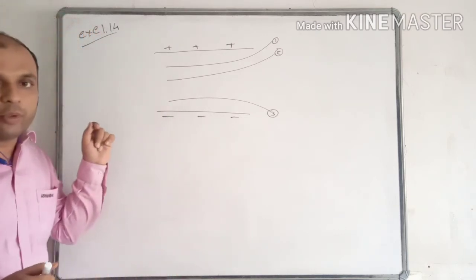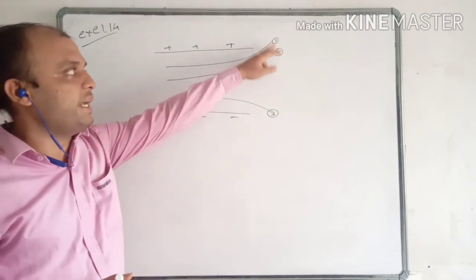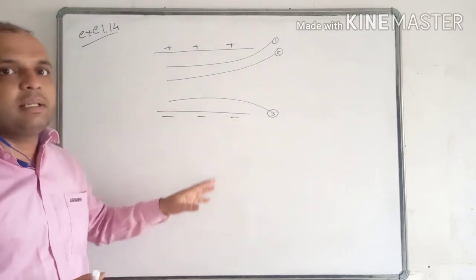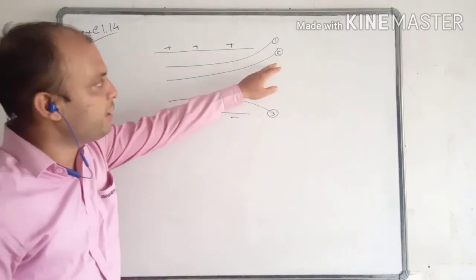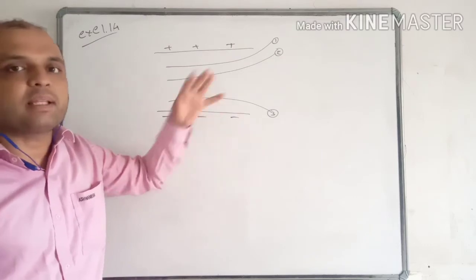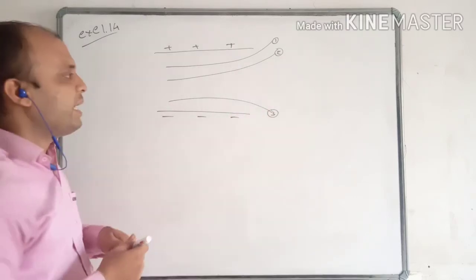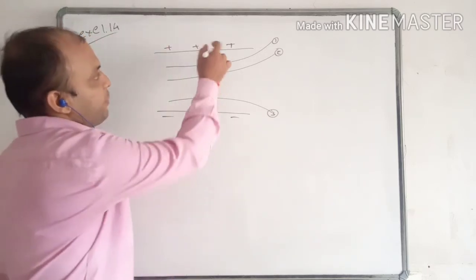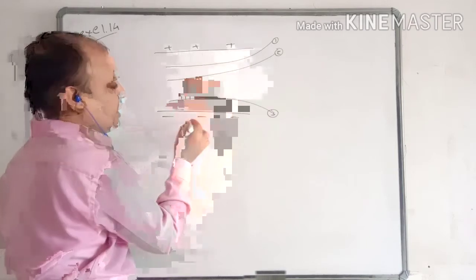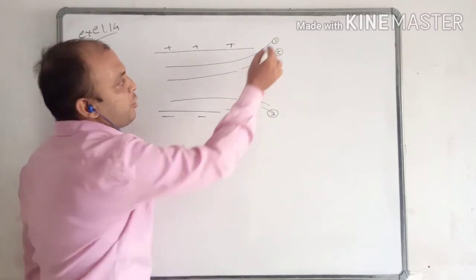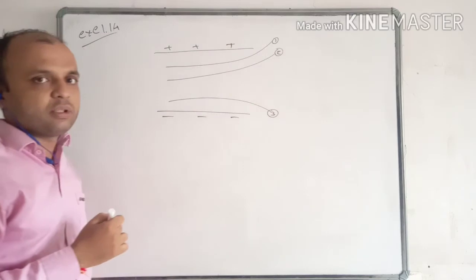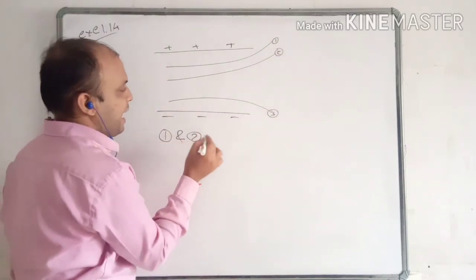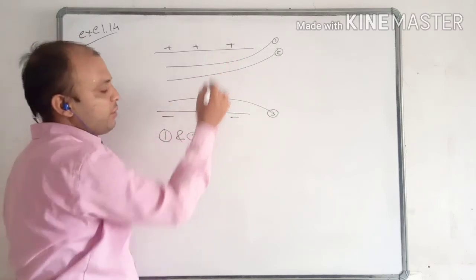In exercise 1.14 you have to give the sign for these particles 1, 2, 3, whether the charges are positive or negative, and you have to say which charge has the maximum E by M ratio. Here you can see from the figure that this side is positive and this side is negative. 1 and 2 are attracted by the positive side.